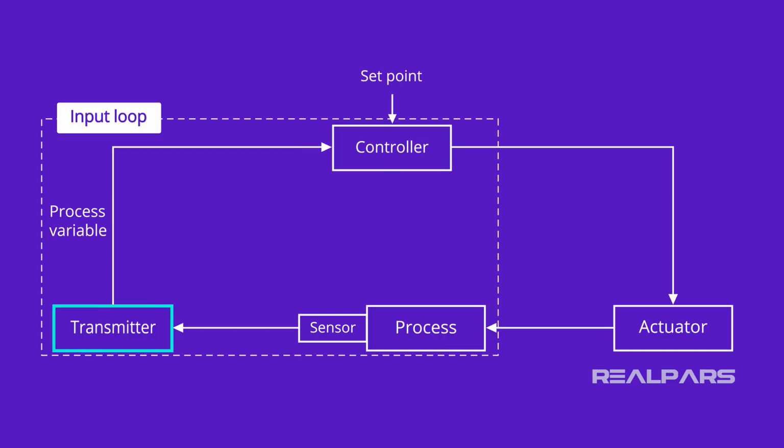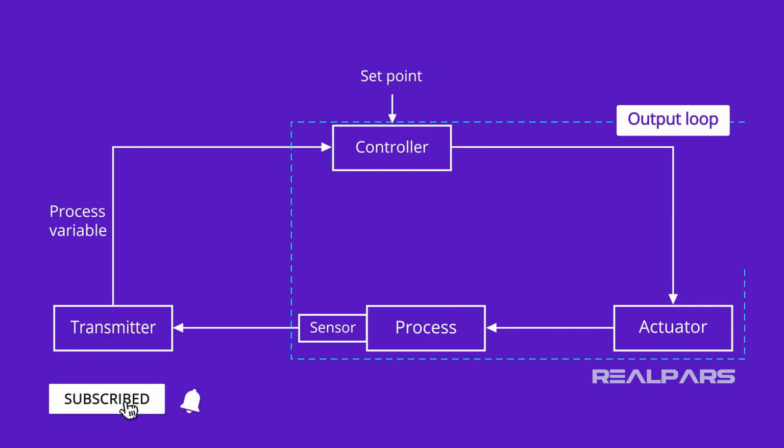The transmitter is the instrument that converts the signal from the sensor to the process variable or PV signal, which represents the measured variable. The controller is the device that compares the process variable or PV and the desired value of the process, referred to as the setpoint.